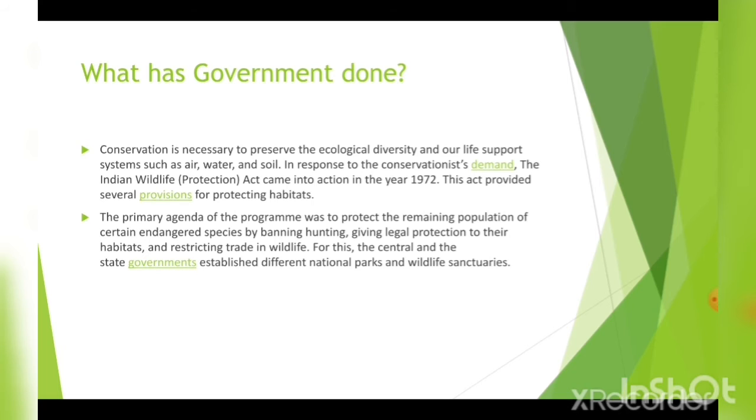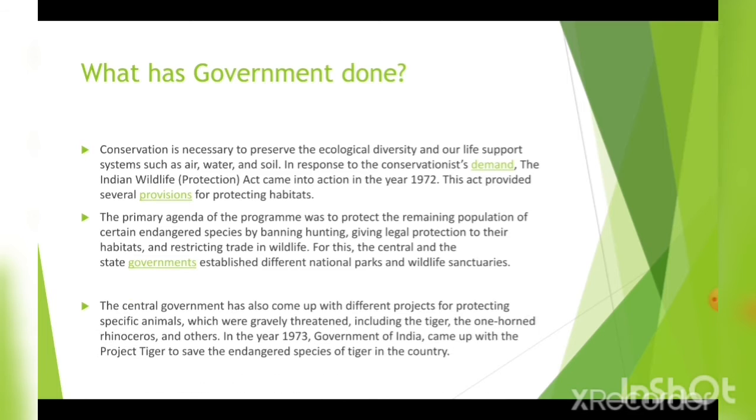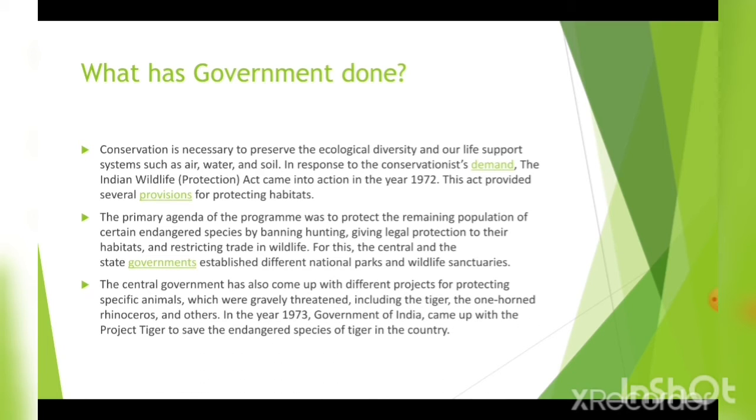For this, the central and the state governments established different national parks and wildlife sanctuaries. The central government had also come up with different projects for protecting specific animals which were gravely threatened, including the tiger, the one-horned rhinoceros, and others. In the year 1973, the Government of India came up with Project Tiger to save the endangered species of tiger in the country.